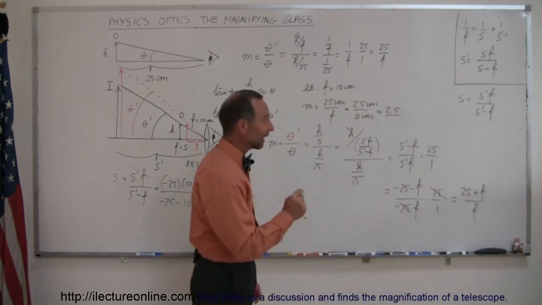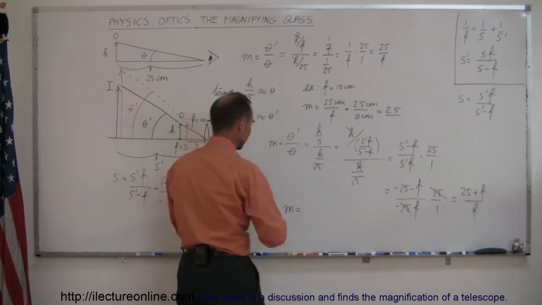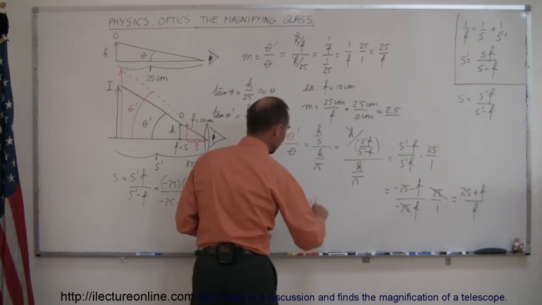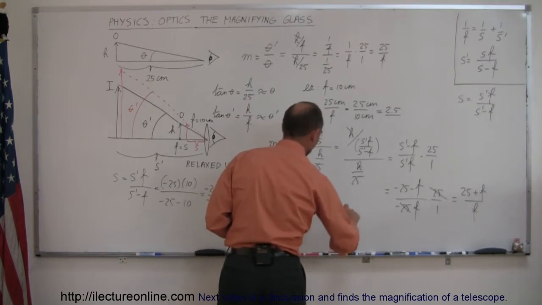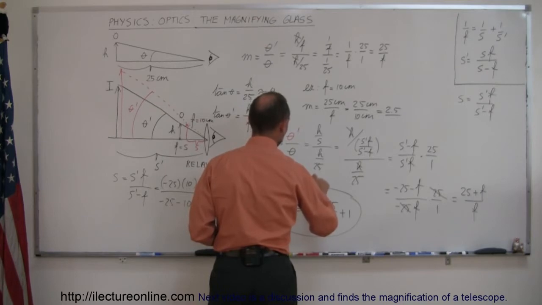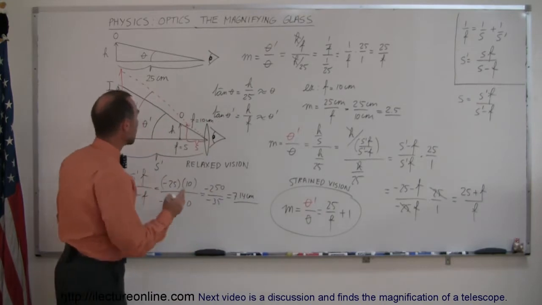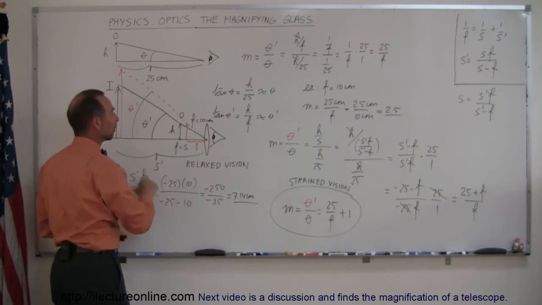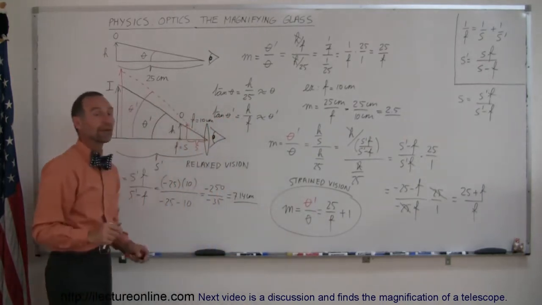And finally, if I divide the F into the numerator, I can say that the new magnification, which is equal to theta prime over theta, this new theta prime, is equal to 25 over F plus 1. And this is the magnification if we use strained vision. And of course, strained vision means that you're now going to move the object in a little bit closer in such a way that the image forms 25 centimeters away, which gives you a bigger magnification angle. And then this will be the new equation to find the magnification.